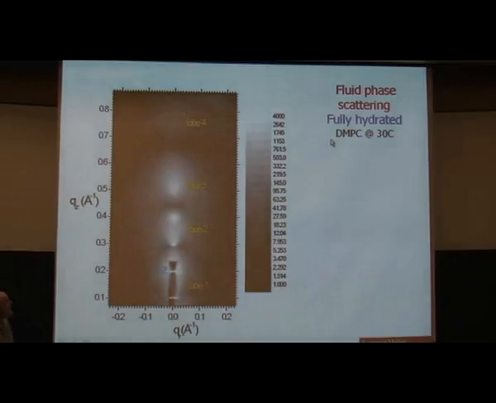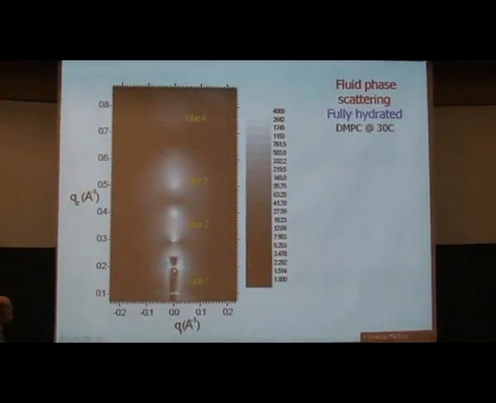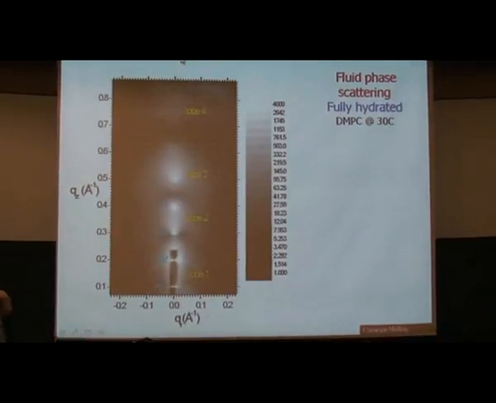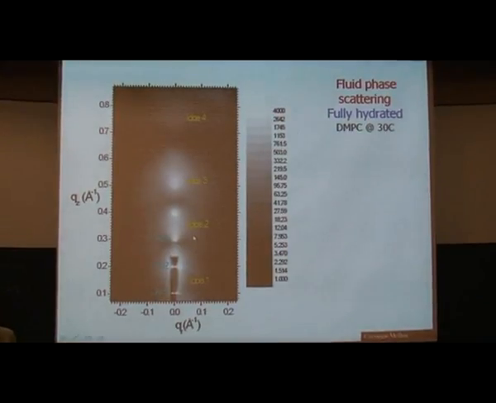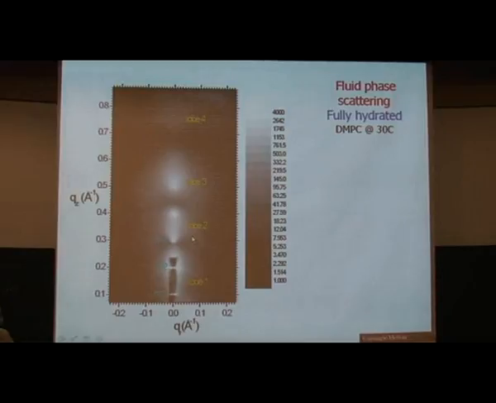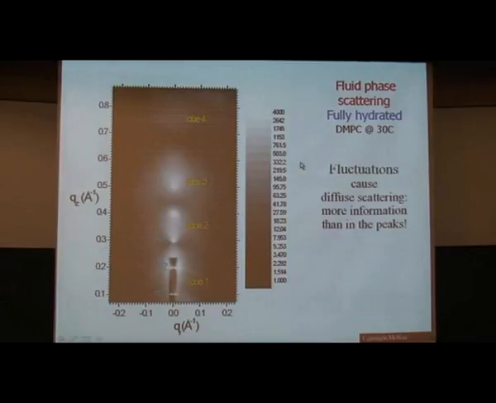But the problem is that you don't get orders. Well, you actually get an order here and an order here. I'll show you what these are in a minute. But after a while, you certainly don't get up to 10, which would be way up here. Instead, you get a lot of diffuse scattering. And that really messes up the analysis that I just indicated before. The crystallographic type analysis does not work for these fully hydrated, biologically relevant fluid phases. Instead, you get a lot of diffuse scattering. And so my message is that there's more information in this diffuse scattering than there is in the peaks.